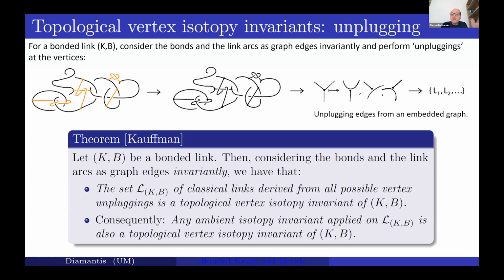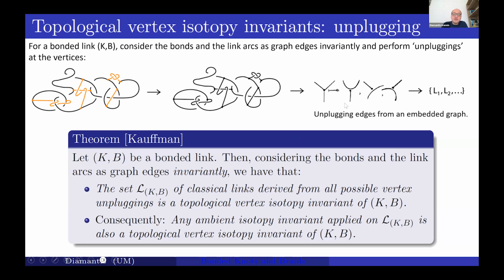So one extremely simple invariant is called the unplugging, and this invariant was due to Kauffman, if I remember correctly. I don't remember. I think it's only Kauffman, correct. So what he did is the following. He considered the trivalent, as you can see here, he considered our vertices to be like a graph, right, for graph. And then he performed all possible unpluggings that you see here.